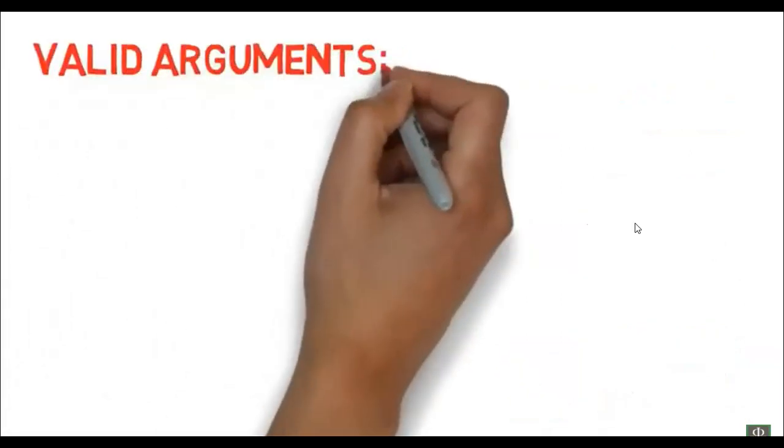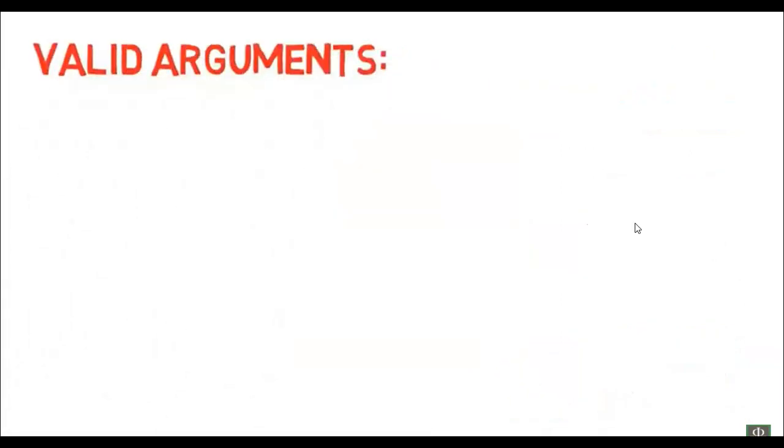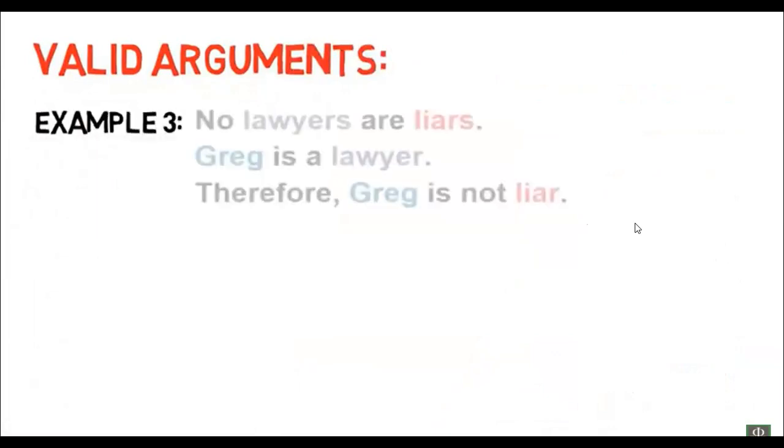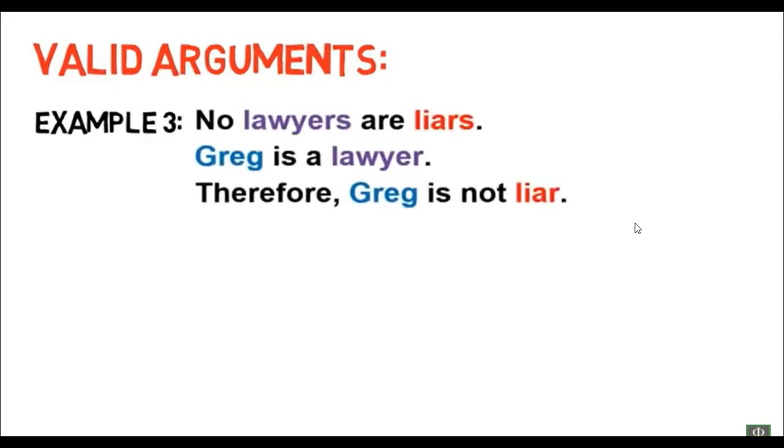Let us consider a valid argument in the context of rule number 2 of the 8 rules of syllogism. No lawyers are liars. Greg is a lawyer. Therefore, Greg is not a liar.